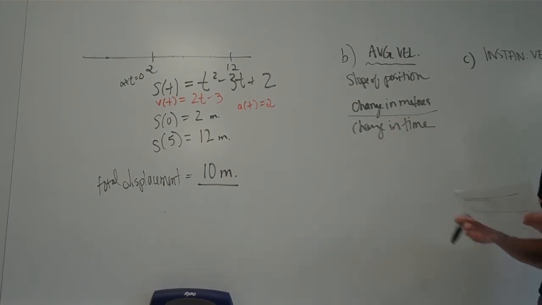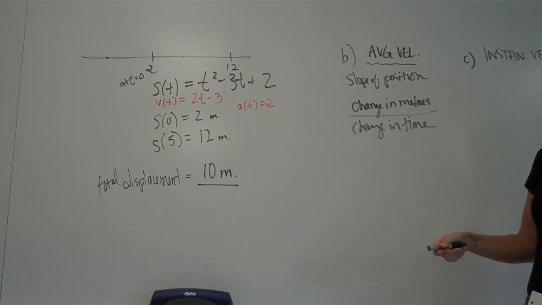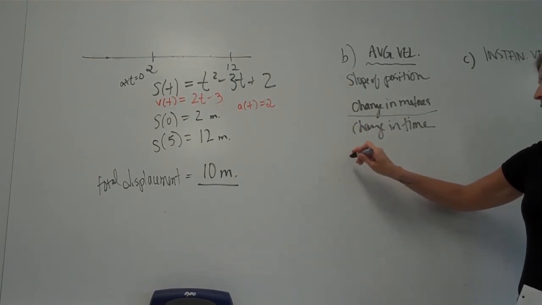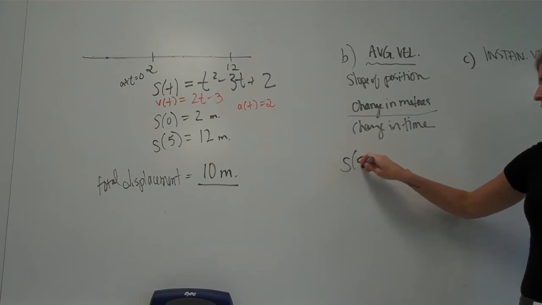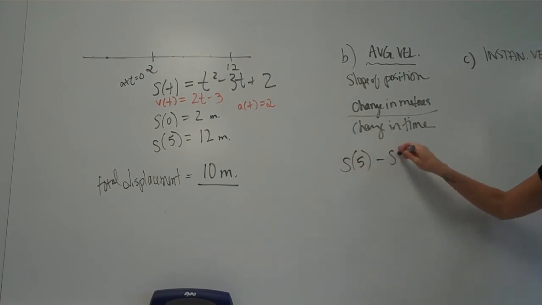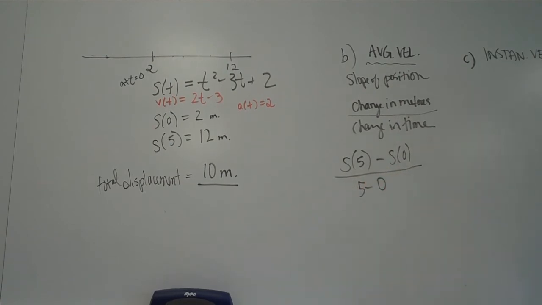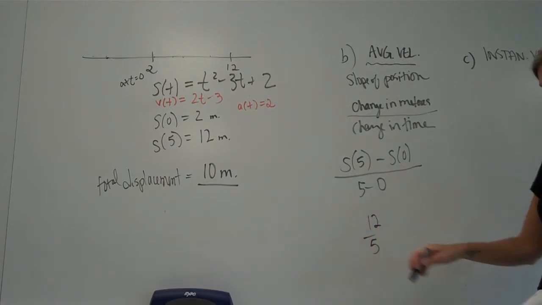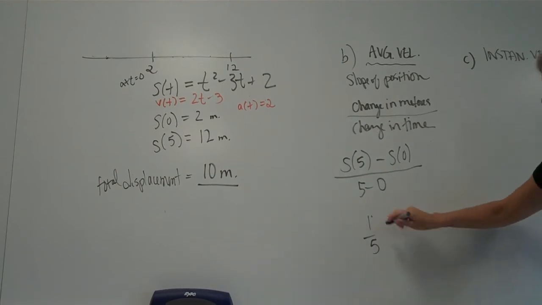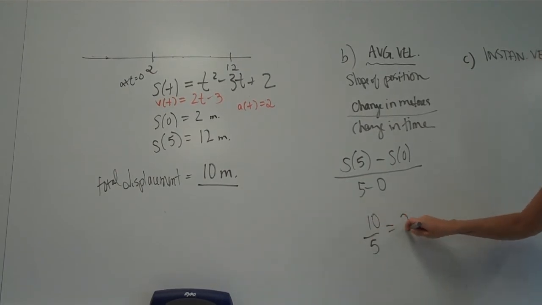I'm going to do the change in the meters over the change in the time. So the first 5 seconds, I already know how much I changed in meters, I'll write it up anyway. It's the position at 5 minus the position at 0 over 5 minus 0. So it really does look like a slope equation. I already know the top is 10 and the bottom is 5. So I get 2 meters per second is the average velocity.